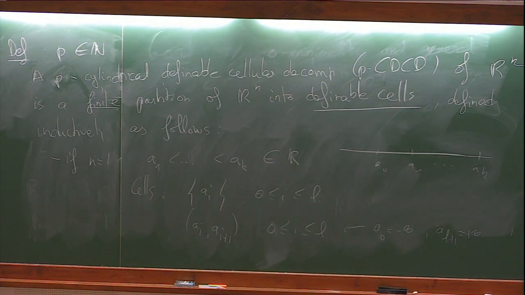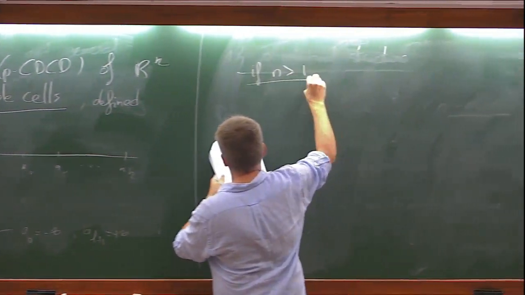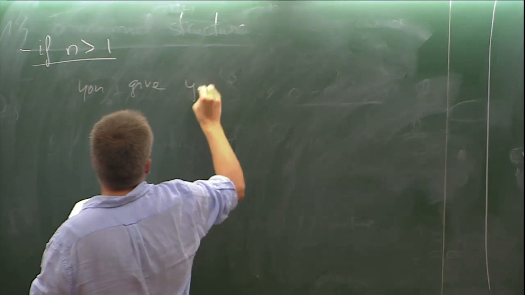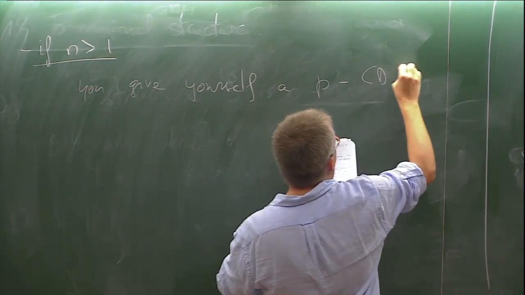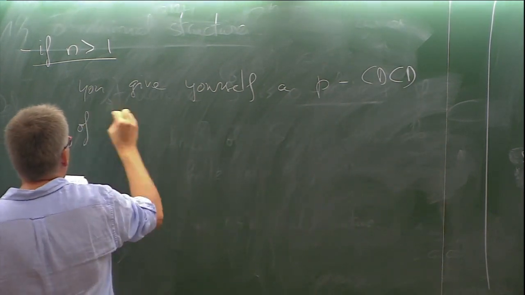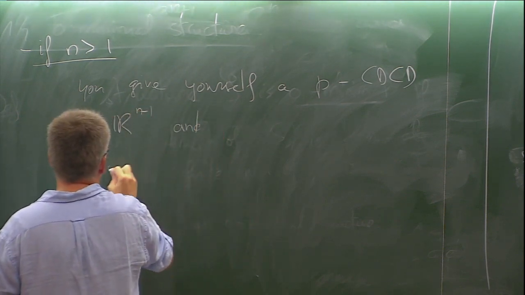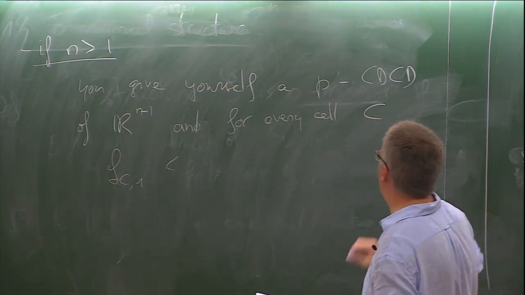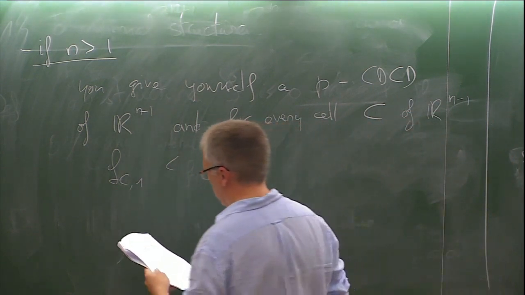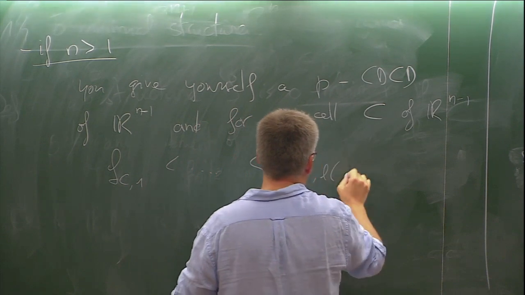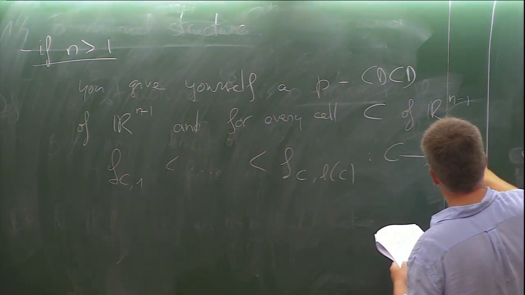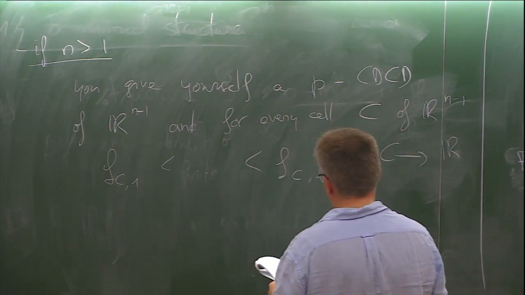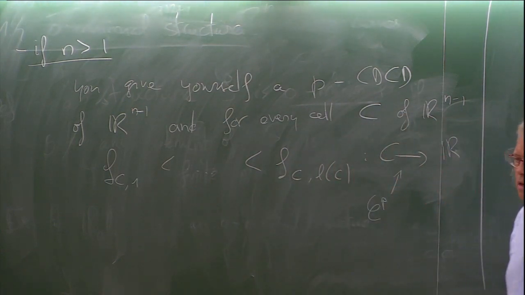This is for starting the induction, and then in higher dimension, if n is strictly larger than 1, what you do is you give yourself a p-CDCD of R^(n-1). And for every cell, let's call it C, of R^(n-1), you give yourself a certain finite number of functions from C to R, such that these are C^p and definable.